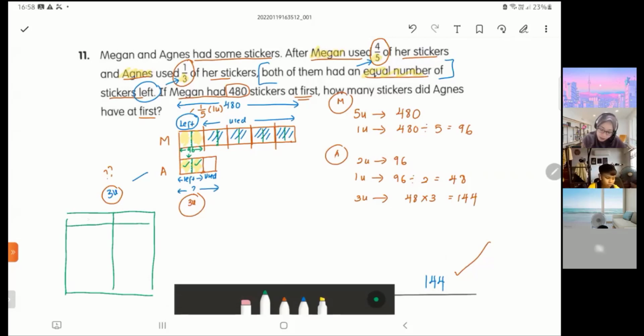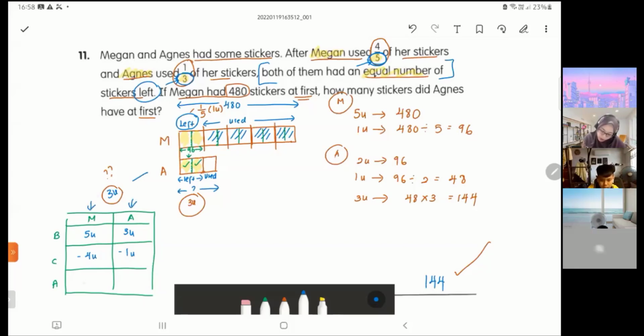If not, it's okay. Megan, Agnes: before, change, after. So we know that the before is whatever they have at first, the total units here. Megan is 5 units. Agnes is 3 units. Then Megan used 4 units, minus 4 units. Agnes used 1 unit, minus 1 unit. Then you go down the flow.